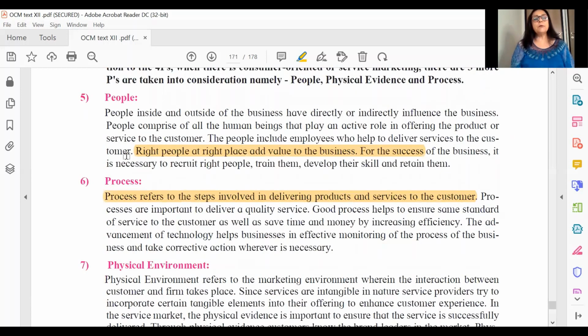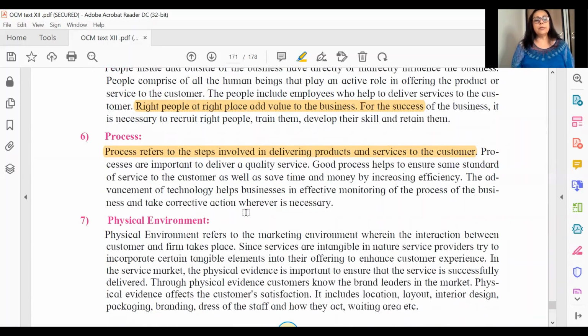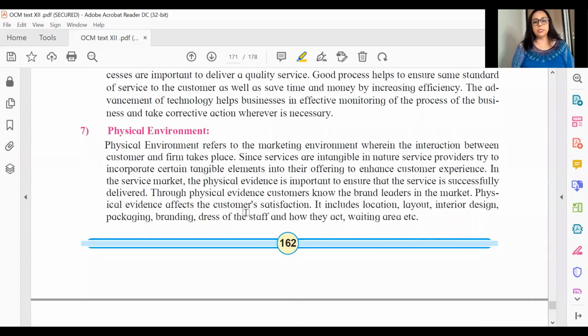If you see how people are an important part of the marketing mix, when the right people at the right place are appointed, they will add value to the business. So the employees and the distributors are the ones who will help you market the product. The 6th element of the marketing mix is process, which refers to the steps involved in delivering products and services. Process is the whole series of steps which, put together, forms the marketing mix.